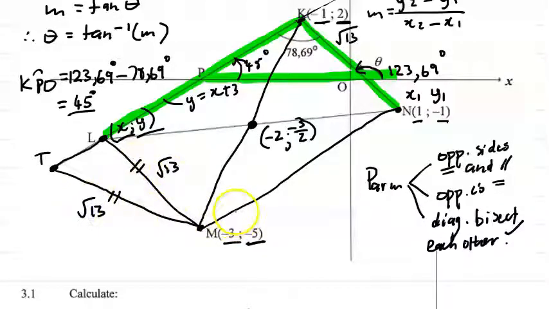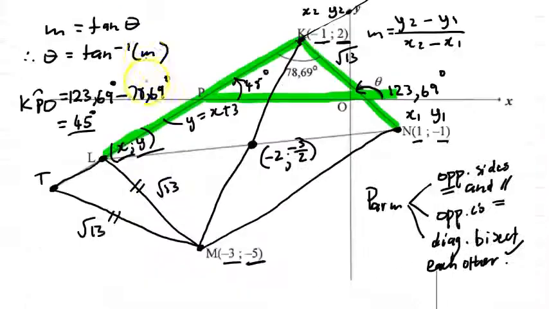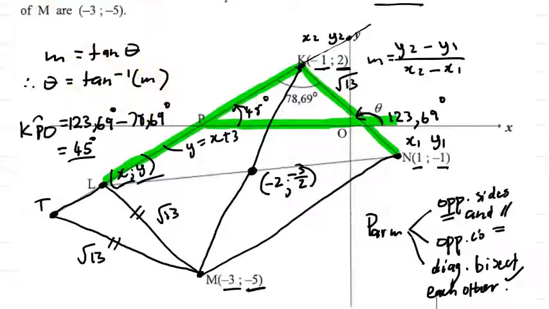What do they want? They want the area of KTN. Now let's look at that very carefully. So KTN is going to look as follows. I'm just going to try and use another color here. So KTN.